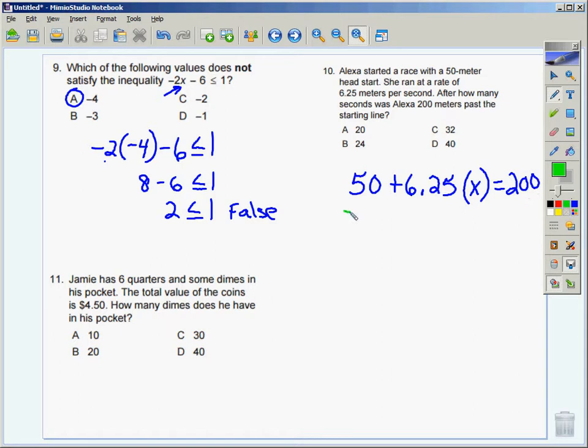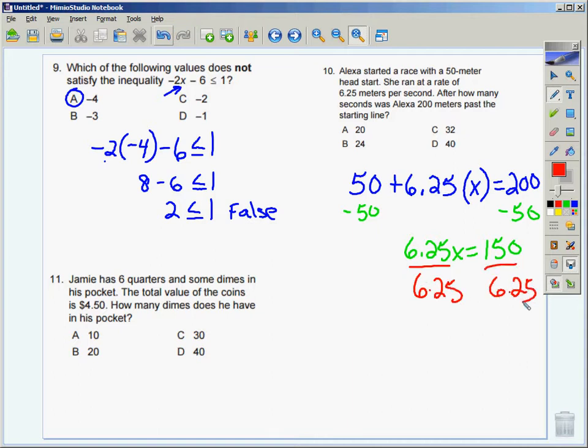First thing I'm going to do is subtract the 50 from both sides. I'm going to have 6.25x is equal to 150. And then I'm going to divide both sides by 6.25. When I divide both sides by 6.25, I'm going to get that x is equal to 24. B is the correct answer.